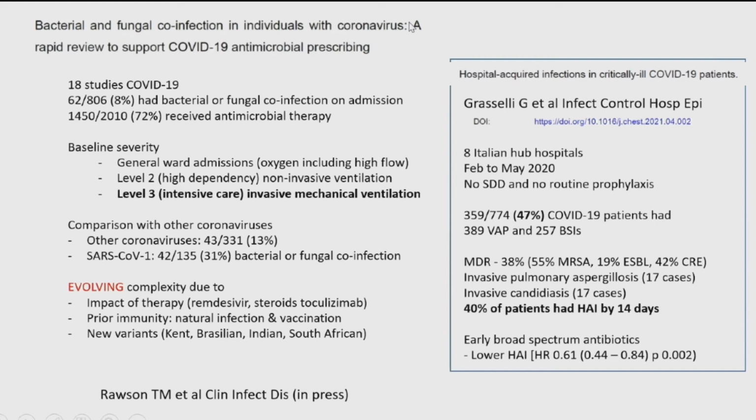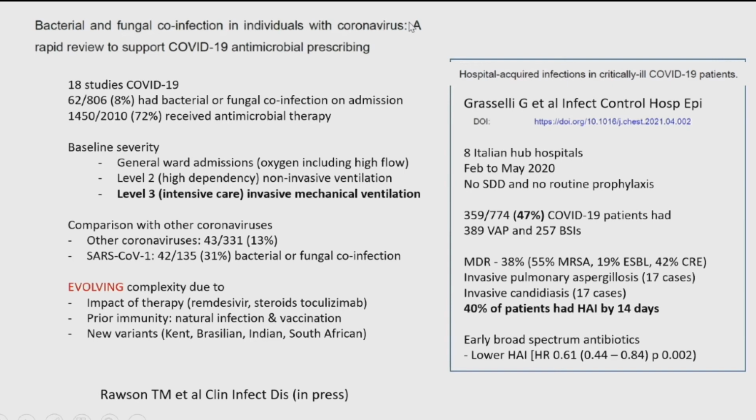the SARS-CoV-1. Now, as we said, since SARS-CoV-2 is evolving and there are a lot of therapies being used, especially immunosuppressive therapies, these could affect the increased use of antibiotics. And also there are new variants, and prior immunity also affects the severity of the disease.